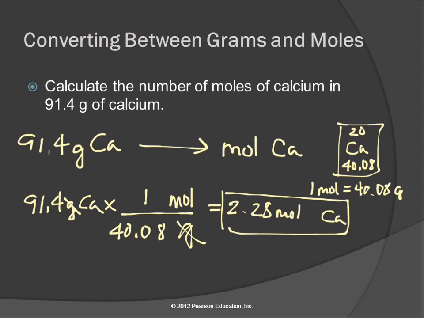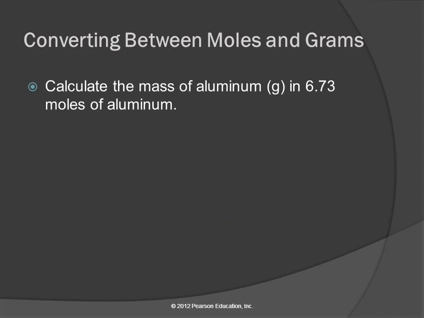Okay, calculate the mass of aluminum in 6.73 moles of aluminum. So 6.73 moles of aluminum. And we want to know the number of grams, the mass. So we're going to multiply by grams and we're going to divide by moles. And we get the units to work out, and then we ask ourselves about the numbers.